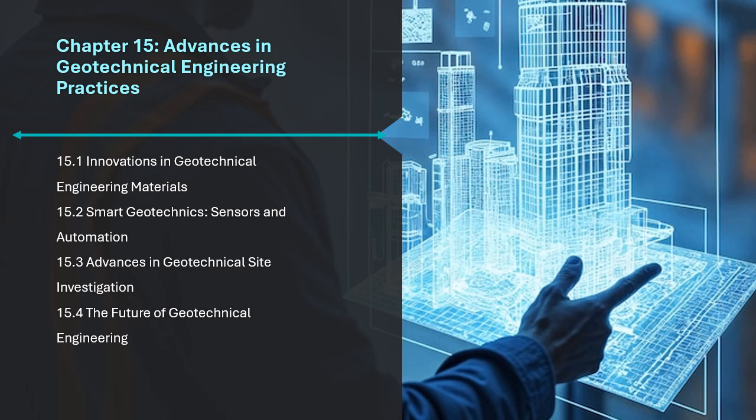15.2.2 The role of automation in geotechnical engineering. Automation in geotechnical engineering refers to the use of automated systems and technologies to control and manage geotechnical processes, ranging from real-time monitoring of soil conditions to controlling construction equipment. Automation enhances the accuracy, efficiency, and safety of projects while reducing the risk of human error.